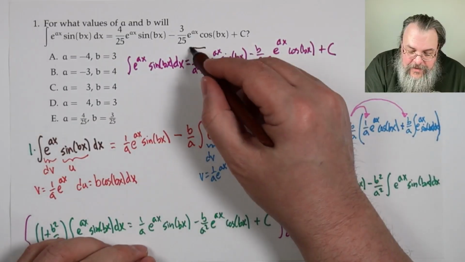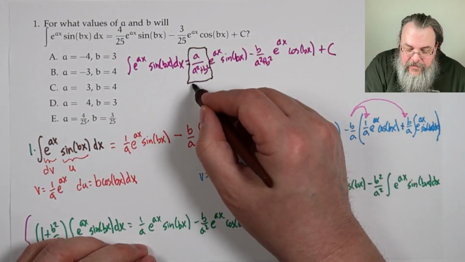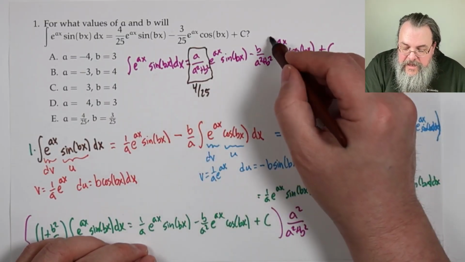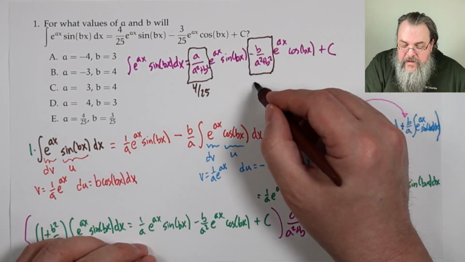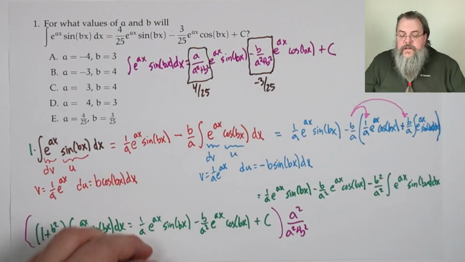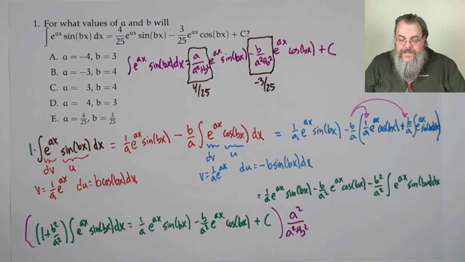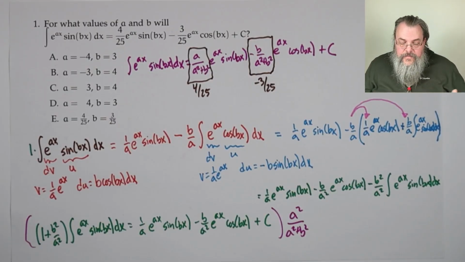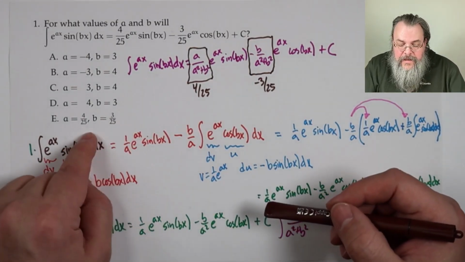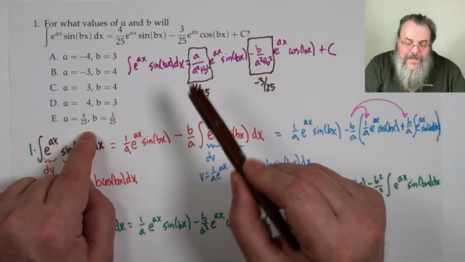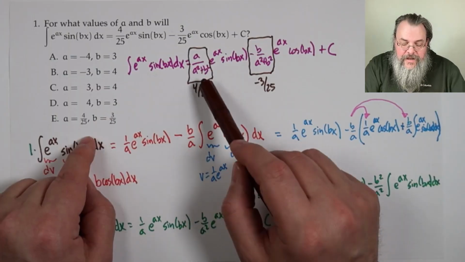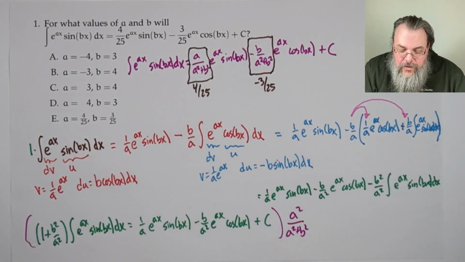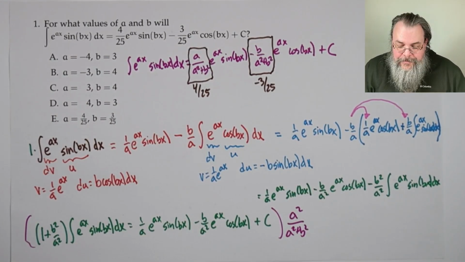We see that this part right here is our 4 over 25, and that this part right here, minus b over a squared plus b squared, is minus 3 over 25. Now, with that in place, that's going to make it pretty quick to find. Now, you might say, oh, I see that, but be careful. That's a and b. We have that a squared plus b squared downstairs. And so what's going on here?